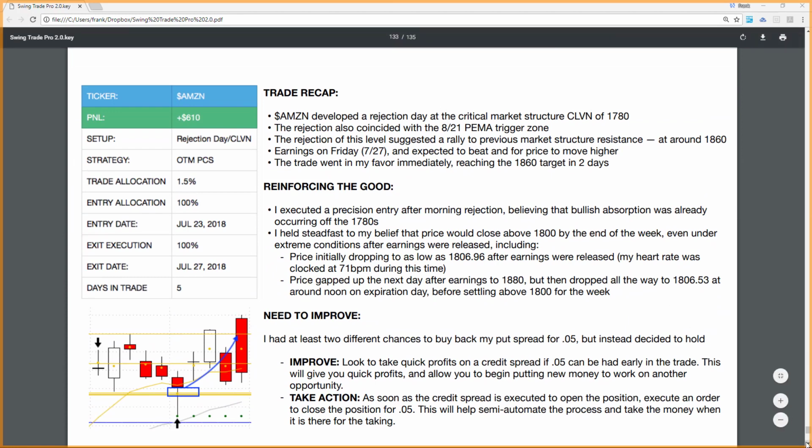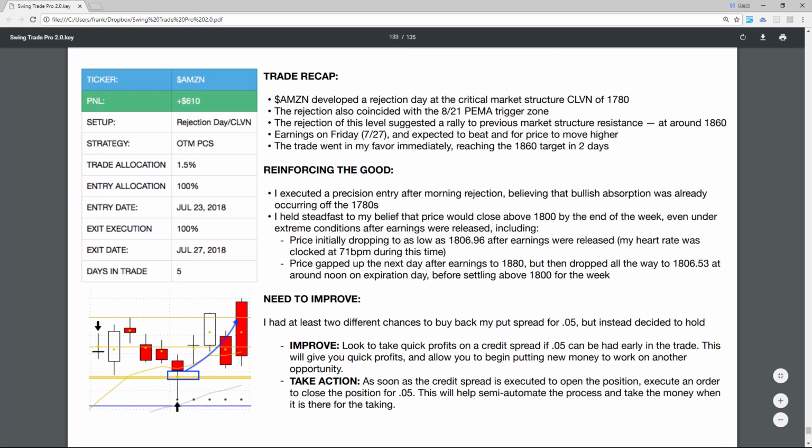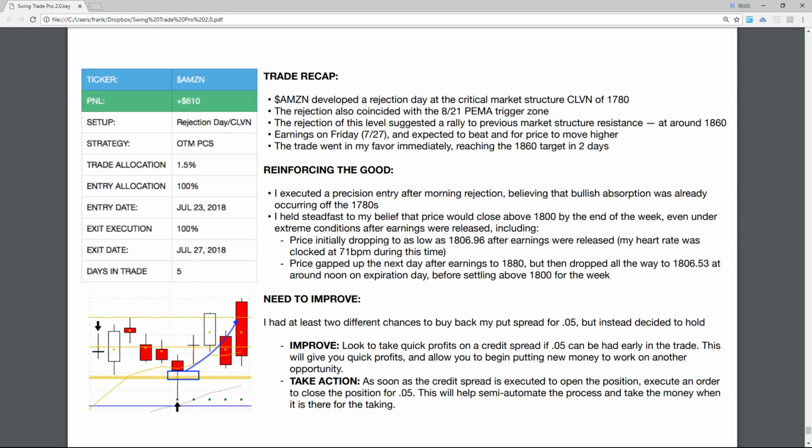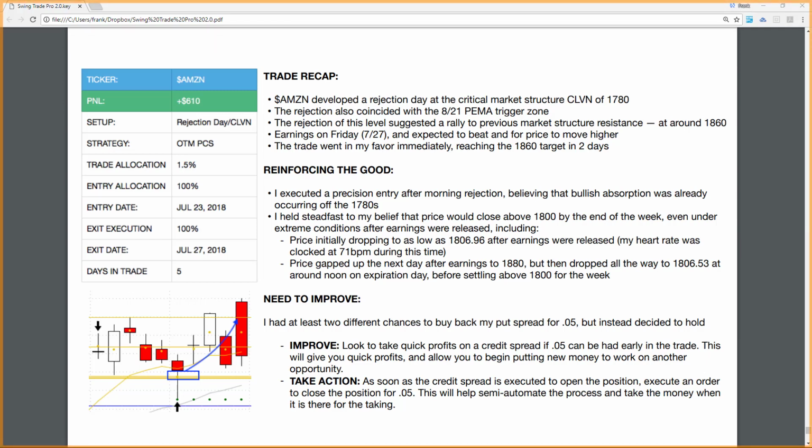So let's take a look here at what I usually do after a trade. And again, you can add a little bit more, add a little less. Not every trade has all of this information, but most of the times they do. A quick log. This is a quick trade log. What's the ticker? I traded Amazon. How much did I make on that trade? It was $610. 5 contracts at 122, I believe.